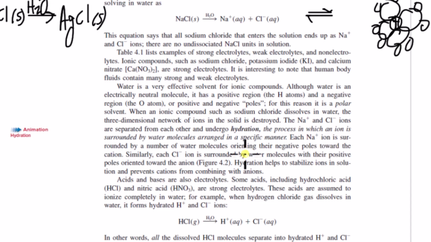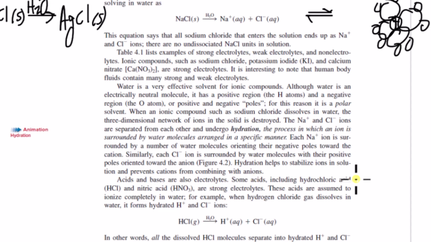Each Na plus ion is surrounded by a number of water molecules orienting their negative poles towards the cation. Similarly, each Cl minus chloride anion is surrounded by water molecules with their positive poles oriented towards the anion. Hydration helps to stabilize ions in solution and prevents cations from combining with anions. Yeah, that's the hydration process, the dissolving process in water.